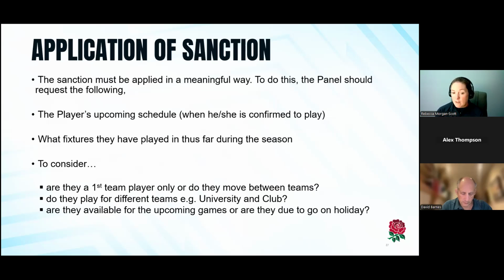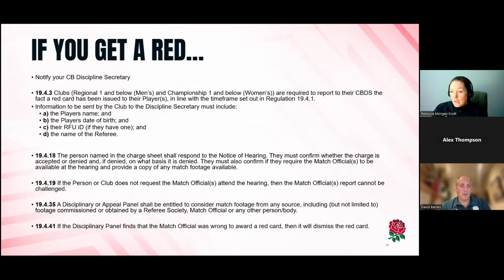And then the final point is, are they available for the upcoming games? The question with that is, would they have played, or are they due to go on holiday? Are they injured? Sometimes we see players where they come to a hearing and we know that they got injured in the tackle that resulted in the red card, they're concussed, they're not available. And so the sanction would start when they're available and fit to play again. If they're not available for selection, then they wouldn't be able to count matches in that period. So that's really a summary of the process.